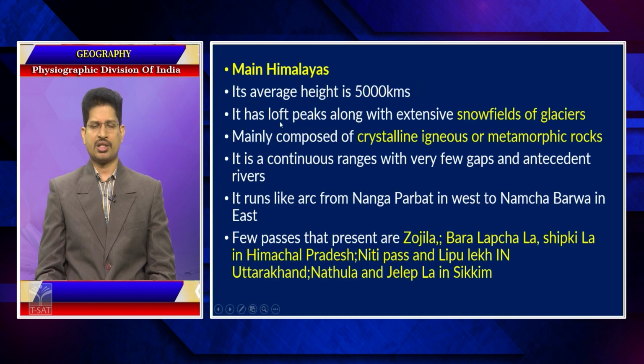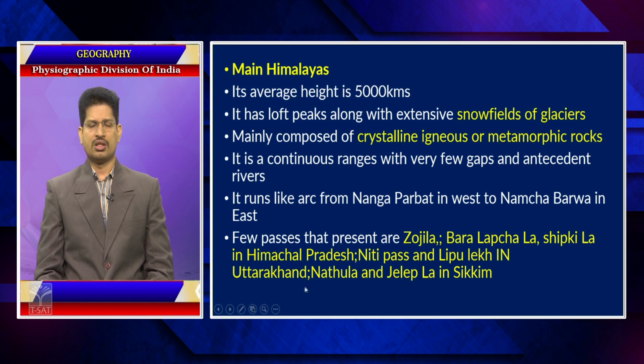The main Himalayas have an average height of more than 5000 meters. The characteristic of this region is a very huge extent of snowfields filled with glaciers. Crystalline, igneous and metamorphic rocks are present in this region, and it has many different passes which are asked in objective bits. Passes like Niti Pass, Sikkim, Nathula.